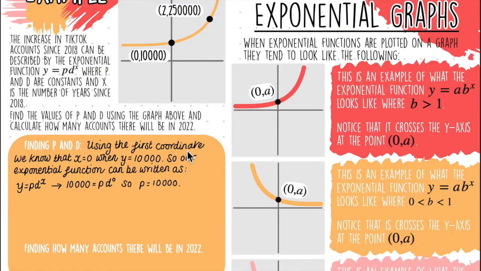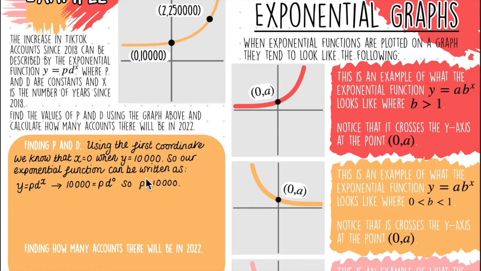So using the first coordinate, we know that x is equal to 0 when y is equal to 10,000. Therefore, our function was this, but if we substitute these values in, we get this. 10,000 is equal to p times d to the power of 0. Anything to the power of 0 is 1, so this d to the 0 is actually equal to 1. Therefore, we get 10,000 is equal to p. So here we go, we've found the value of p.